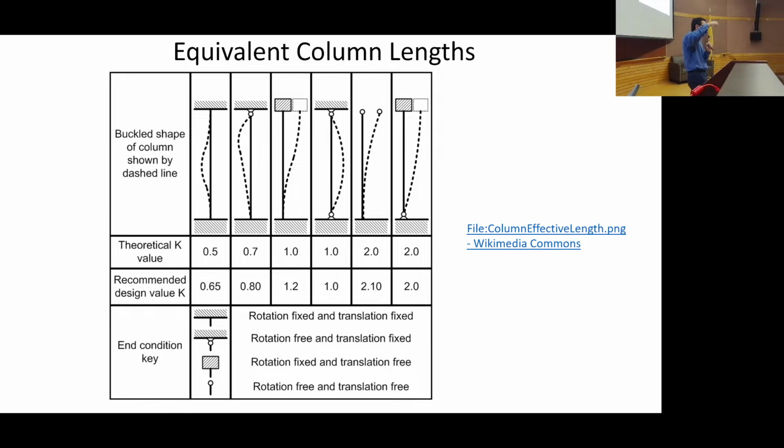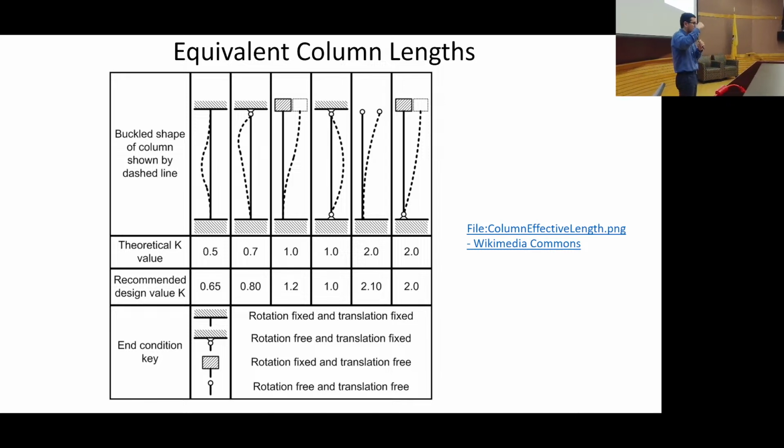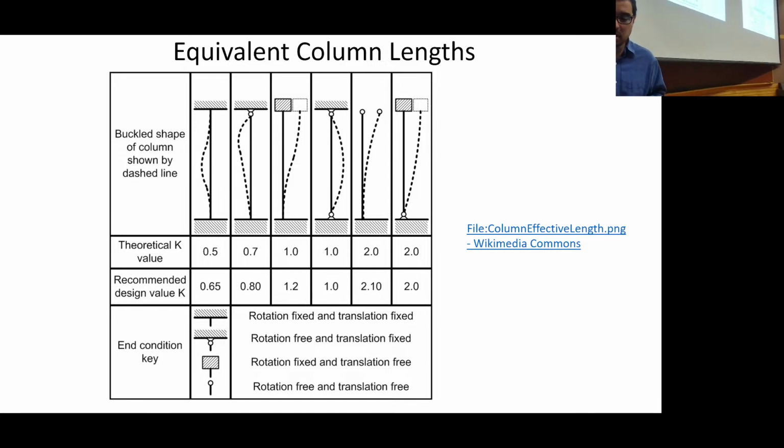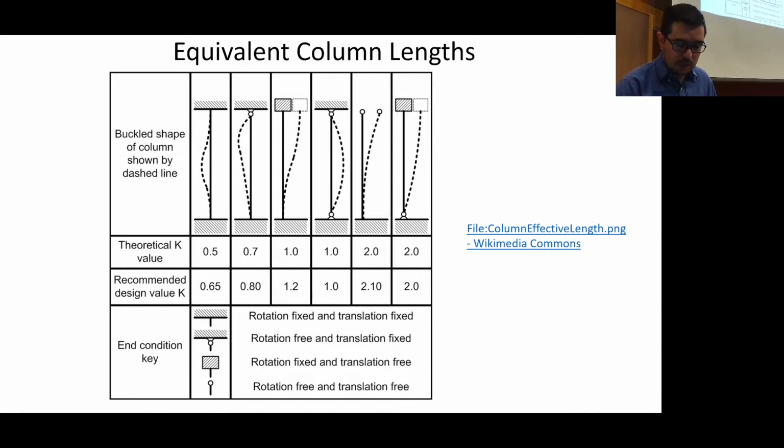But with its moment constrained, then it's going to be harder to buckle. So the equivalent length is this metric where essentially we say we have an LE, which is the equivalent length.